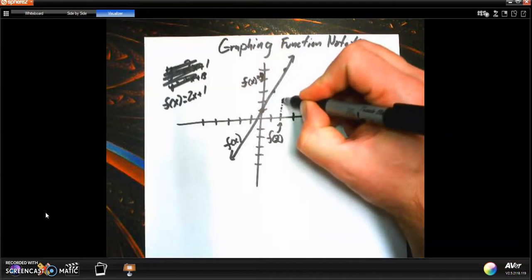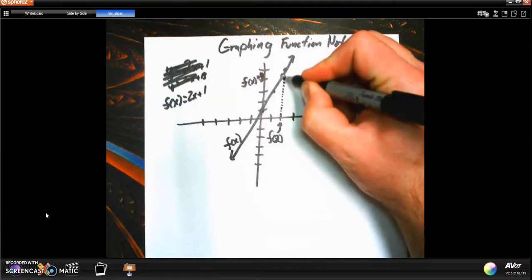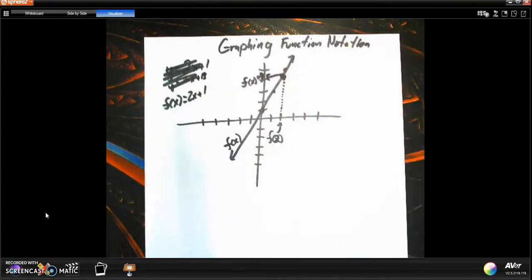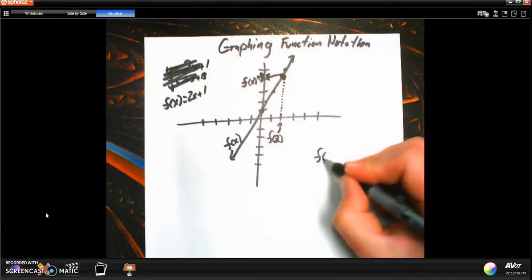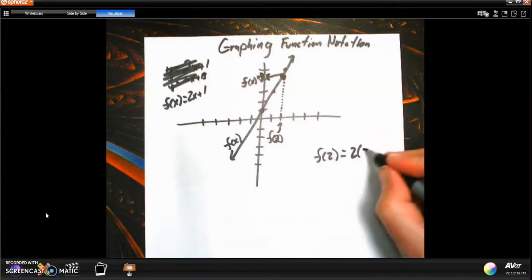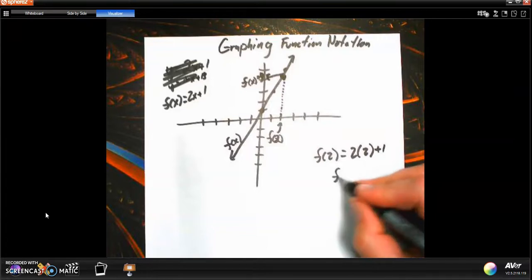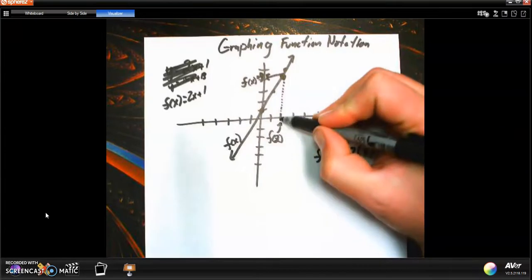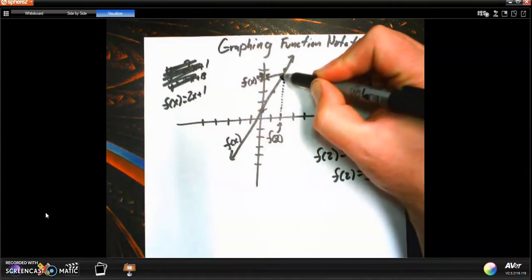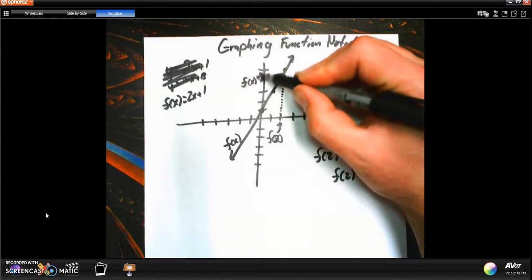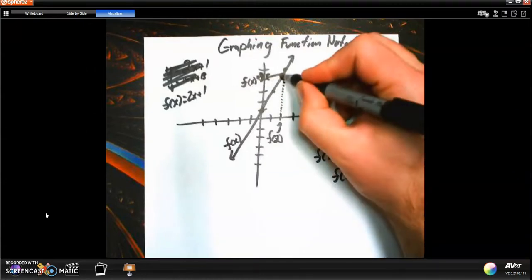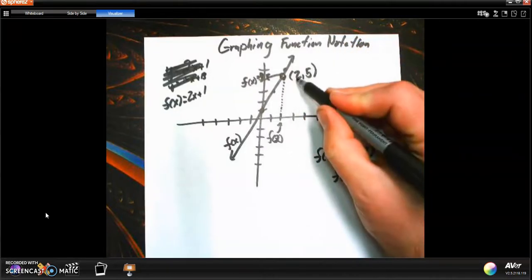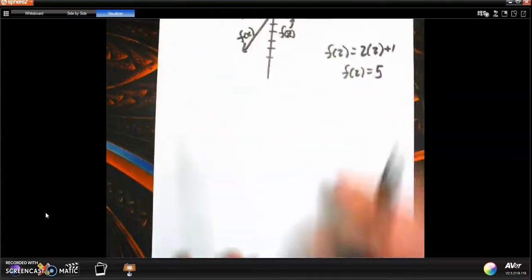If I follow that 2 line up, where does it hit, right? It hits the f function right here, on the y-axis, okay? So f of 2 is equal to 2 times 2 plus 1. f of 2 equals 5, right? So f of 2, that's when x equals 2, hits the f function over here when it equals 5, right? So the point where they touch is (2, 5), because I plugged in a 2 and it spit out a 5.